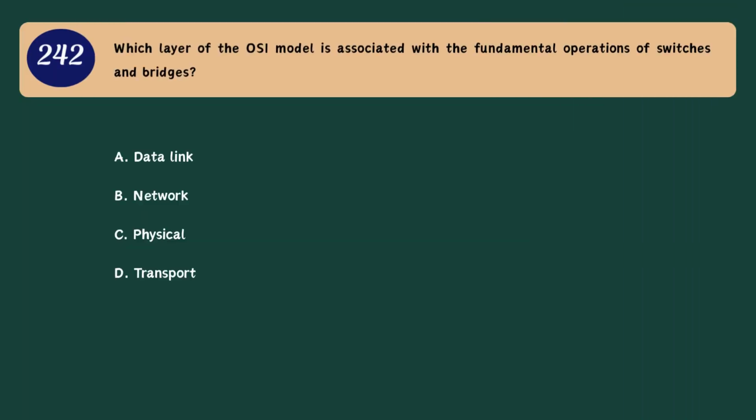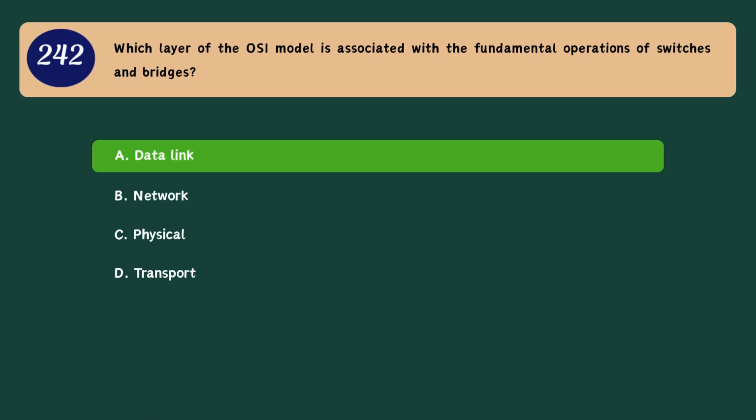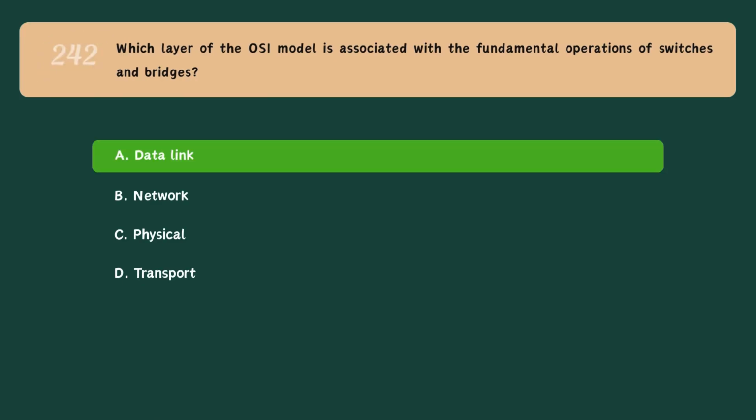Question 242. Which layer of the OSI model is associated with the fundamental operations of switches and bridges? A. Data link. B. Network. C. Physical. D. Transport. Correct answer. A. Data link.